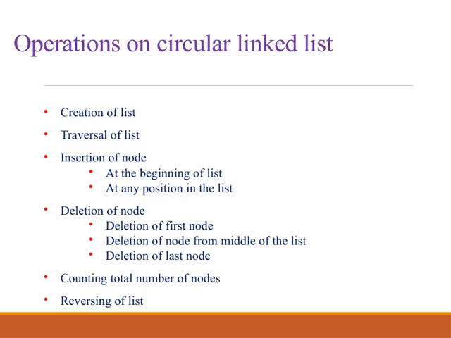Counting the total number of nodes helps us understand the size of the list at any point, which is useful for various algorithms. Lastly, reversing the list is an operation that changes the direction of all links, effectively flipping the list, which can be helpful in certain applications. Overall, these operations make the circular linked list a versatile data structure for managing cyclic data efficiently.